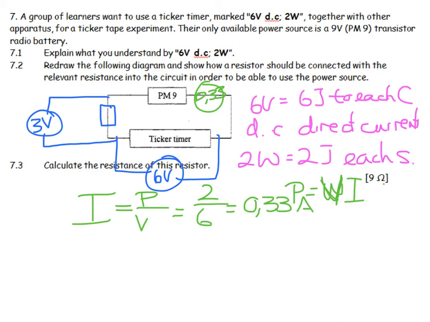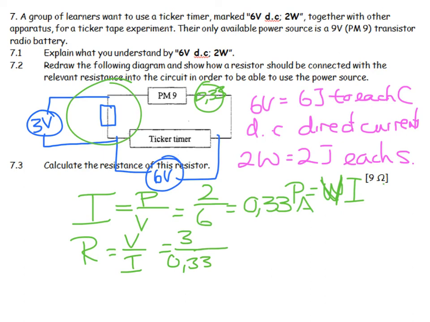Now I've got quite a lot of information about this resistor. R is equal to potential difference divided by current strength. The potential difference is 3. The current strength is 0.33333333, which I left in my calculator, and that then turns out to be 9 ohms.